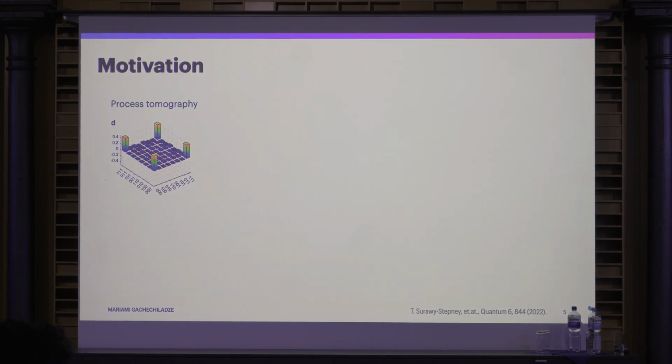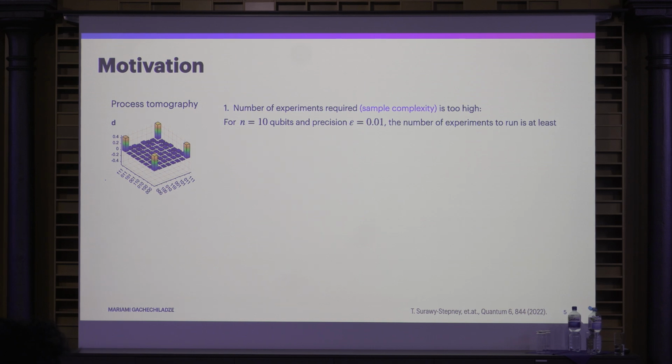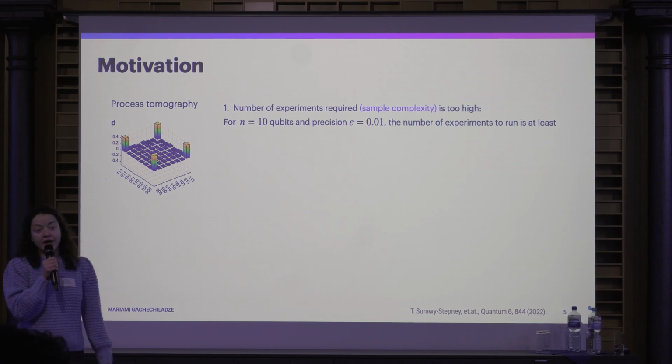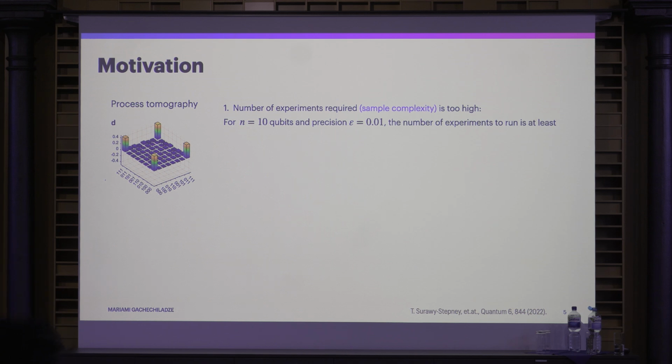There are other ways, right? There is process tomography. What process tomography does is prepare states, apply the channel or gate that you don't know, and then measure in different bases. According to this, you learn what the quantum gate was. This kind of approach has a couple of issues. First is the number of experiments required, which we call in this talk the sample complexity. This is too high. If you wanted to do it for 10 qubits with a certain precision of 1% error, you would take a very long time, 10 to the power 10 measurements. So process tomography has the problem that it's not even scalable.